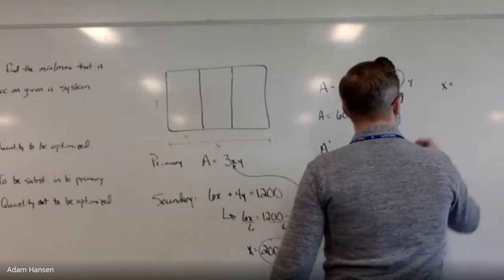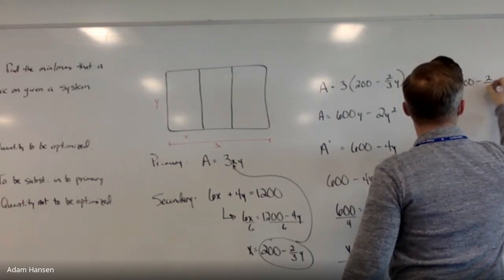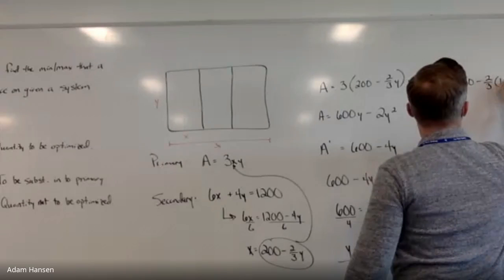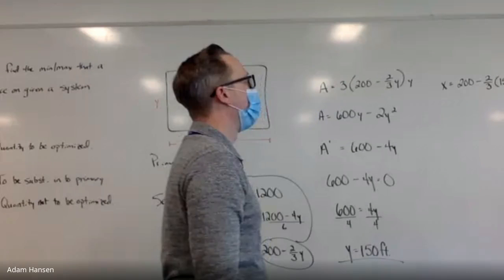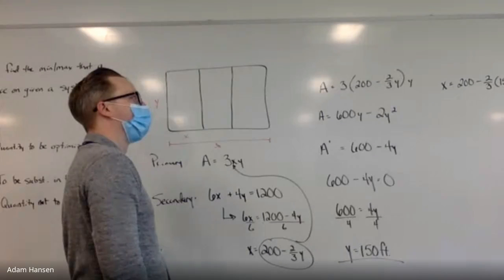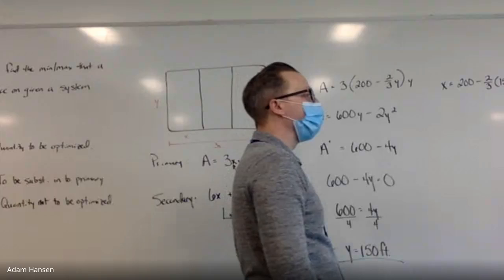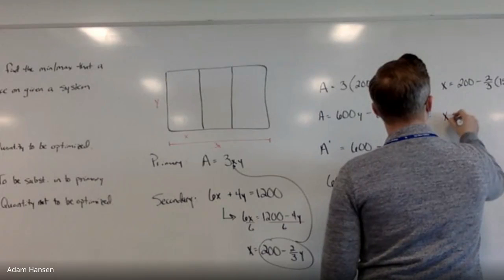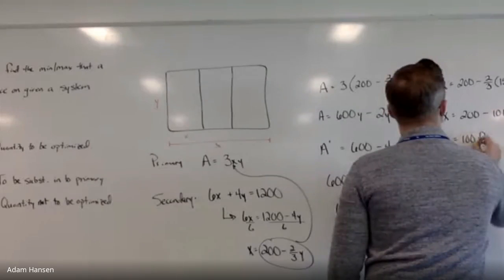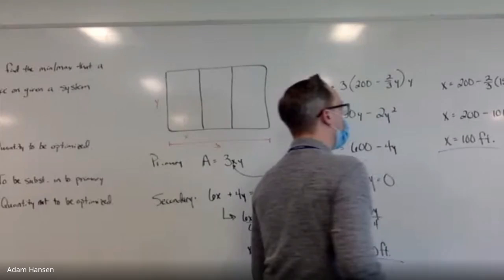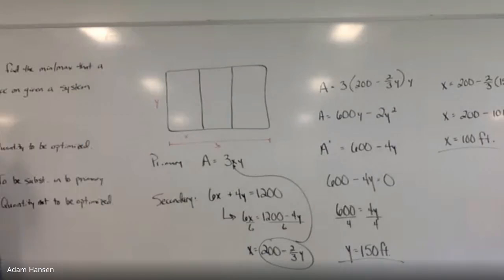So x equals 200 minus 2/3 of 150. One third of 150 is 50, so 2/3 would be 100. 200 minus 100 is 100 feet. Now that I know x and y, what are the total dimensions of this? What's the total length and the total width?